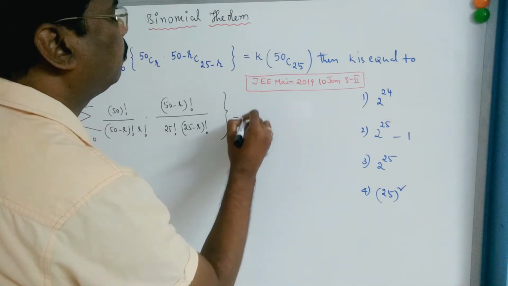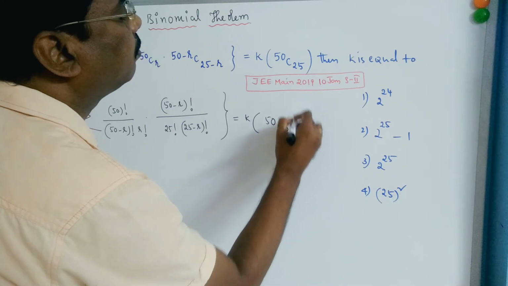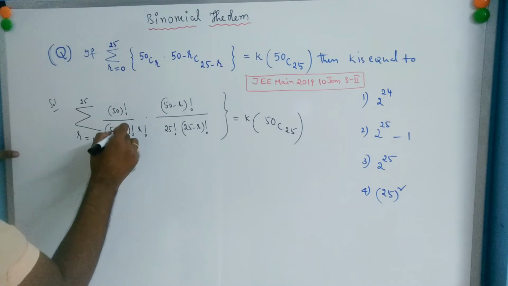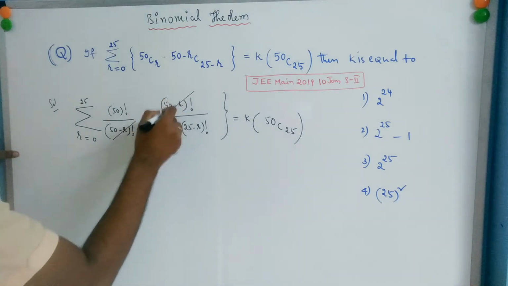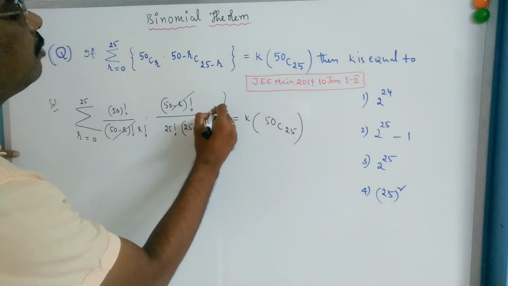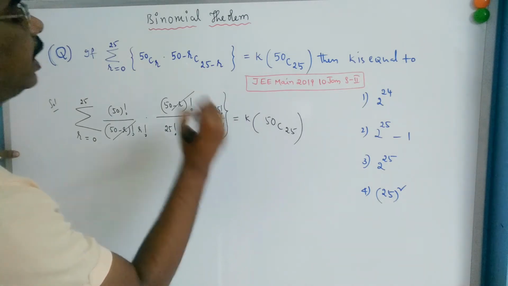k into 50C25. Okay, now here 50 minus r factorial, 50 minus r factorial cancel. Now here multiply and divide with 25 factorial by 25 factorial.